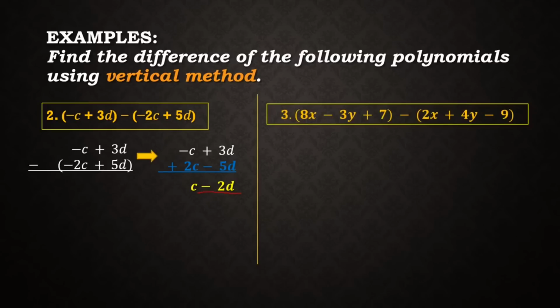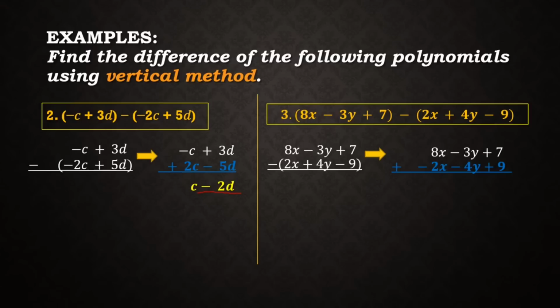For example number 3, we have the trinomials 8x minus 3y plus 7 minus 2x plus 4y minus 9. Again, let us align the like terms and then copy the minuend 8x minus 3y plus 7 plus negative 2x minus 4y plus 9. And when we add, the result is 6x minus 7y plus 16. That is the answer to example number 3.